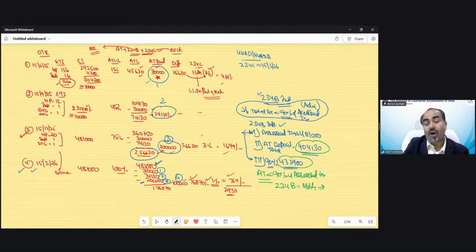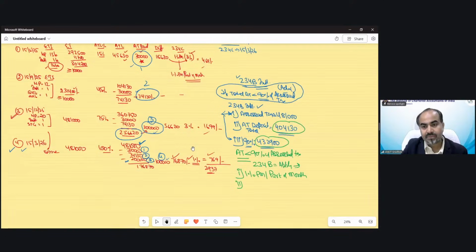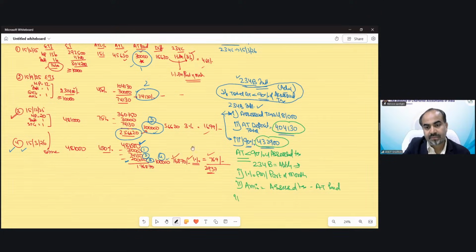Clear? Now for the purpose of 234B, we have to find out the rate of interest, which is again the same 1% per month or part of the month. Clear? On which amount is this interest going to be applicable? The amount on which interest needs to be applied would be the total assessed tax, less advance tax paid. This is simple.